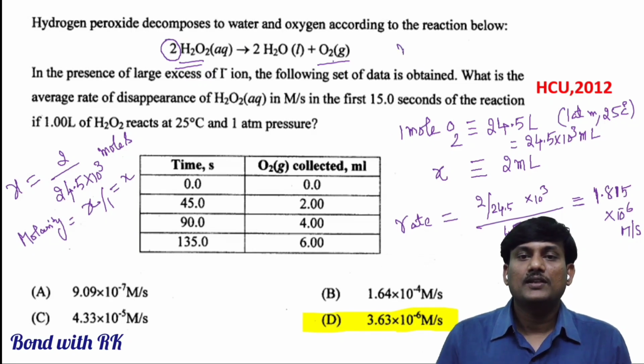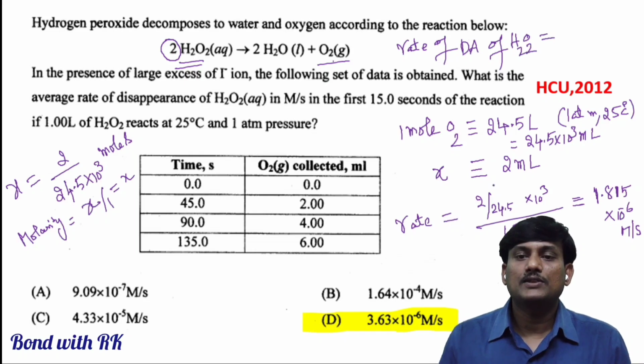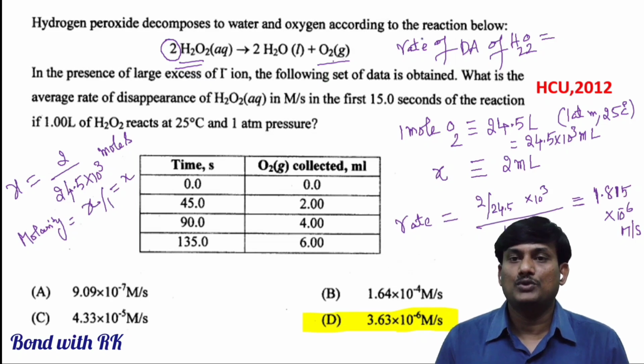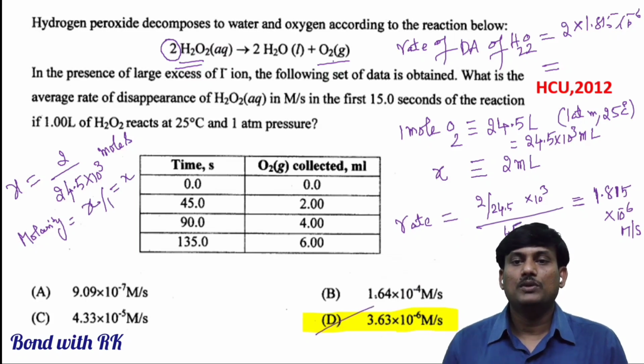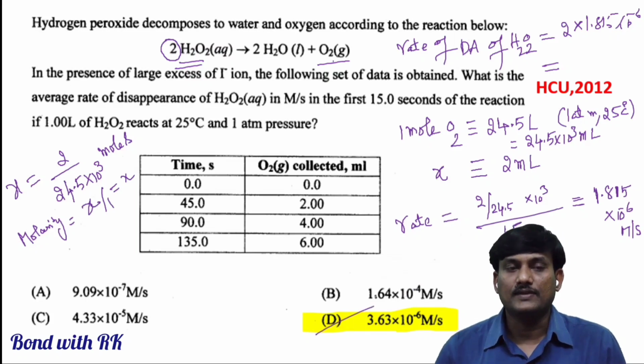So the rate of disappearance of H2O2 is equal to 2 into the rate of appearance of O2. So it will be equal to 2 into 1.815 into 10 to the power of minus 6. So it will be equal to nearly 3.63 into 10 to the power of minus 6.